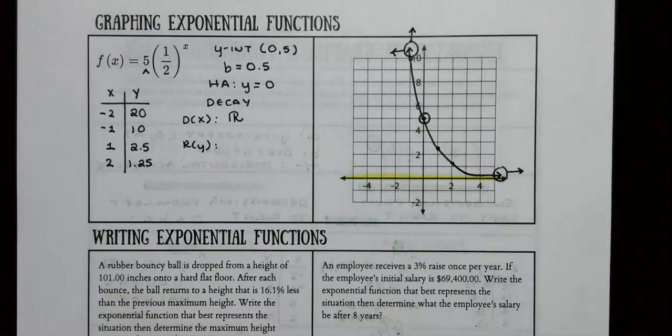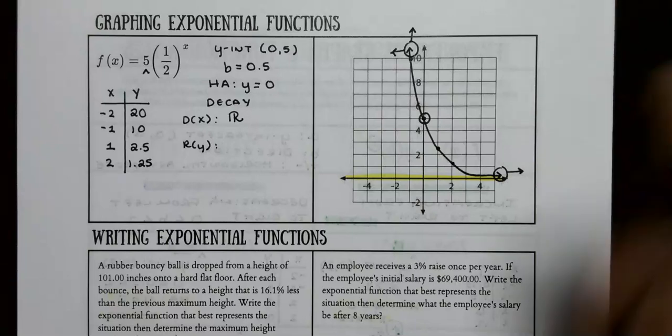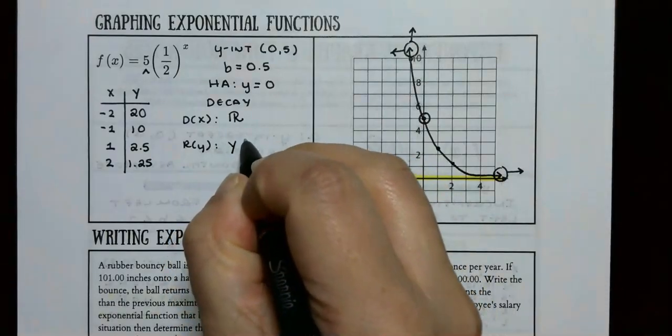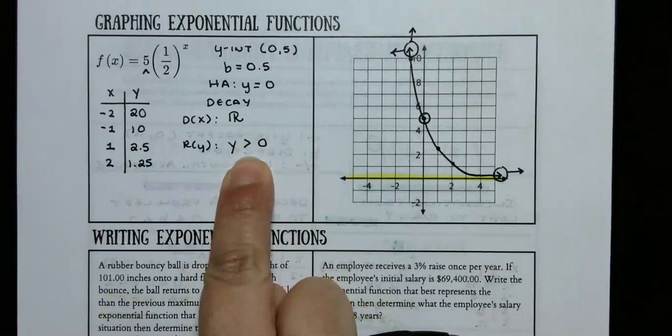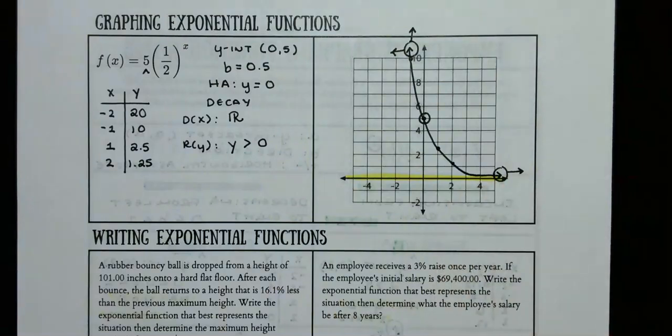Now your range, because it's sitting on top of the x-axis, we have no negative y values. Once again, we're going to say y is greater than 0. Notice it's greater than, not greater than or equal to, because this graph is never going to touch or sit on the x-axis. So for this reason, it's y is greater than 0.